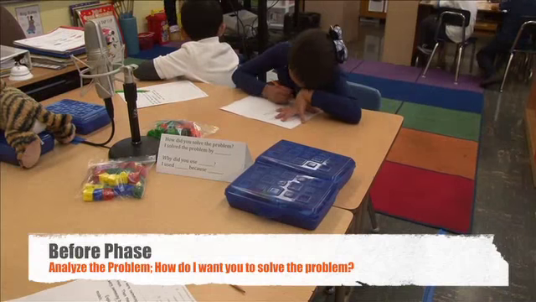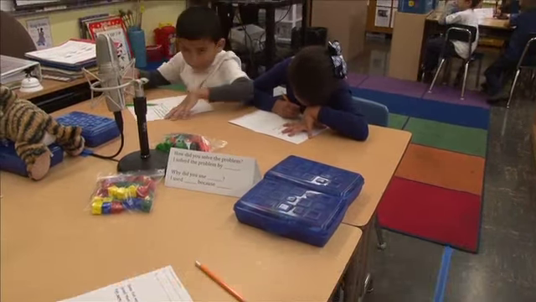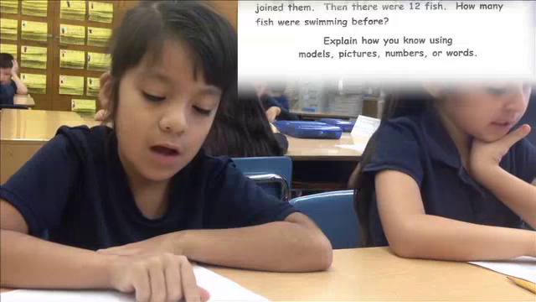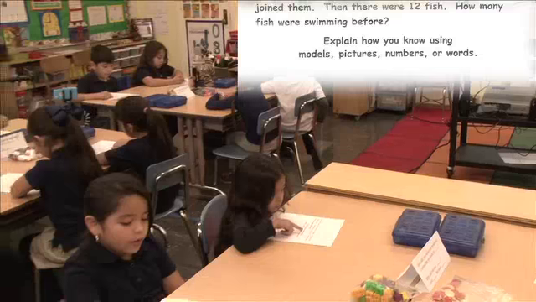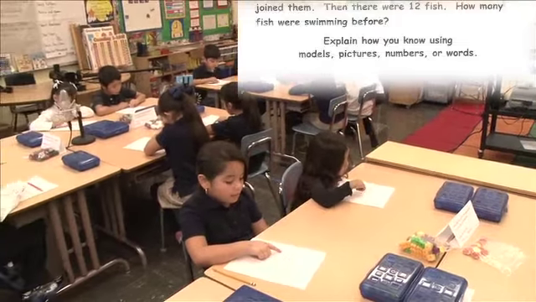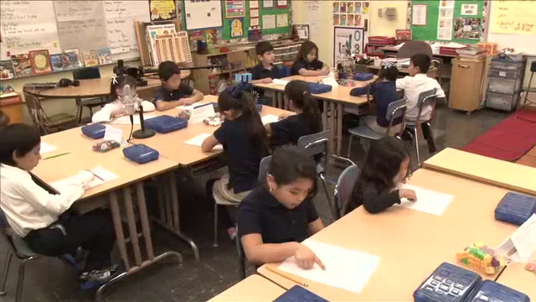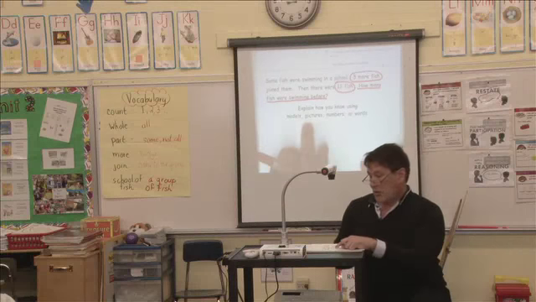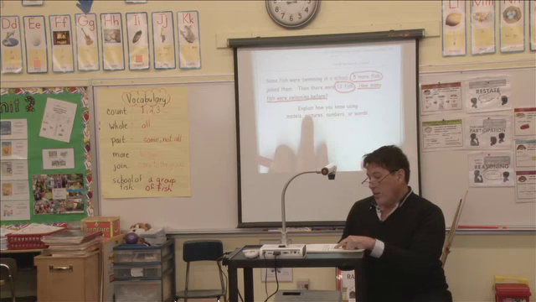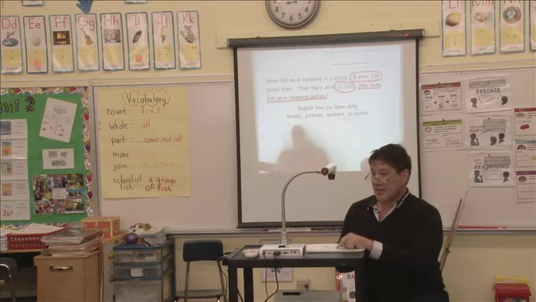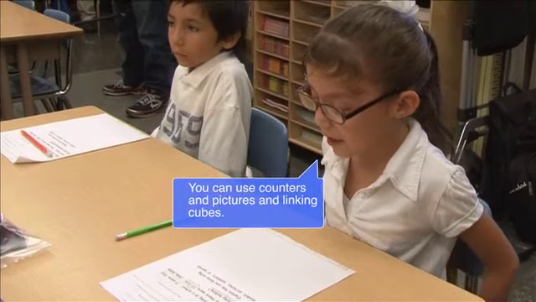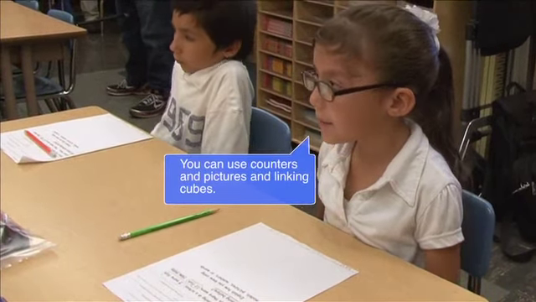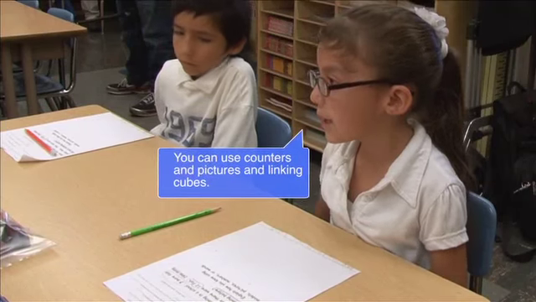Everyone, look where my finger is, where it says explain. Explain how you know using models, pictures, numbers, or words. For this lesson, students had a variety of tools to select from to make sense and solve the problem. Would someone like to share with us how we might show our work using models, pictures, numbers, or words? You can use counters and pictures and linking cubes.